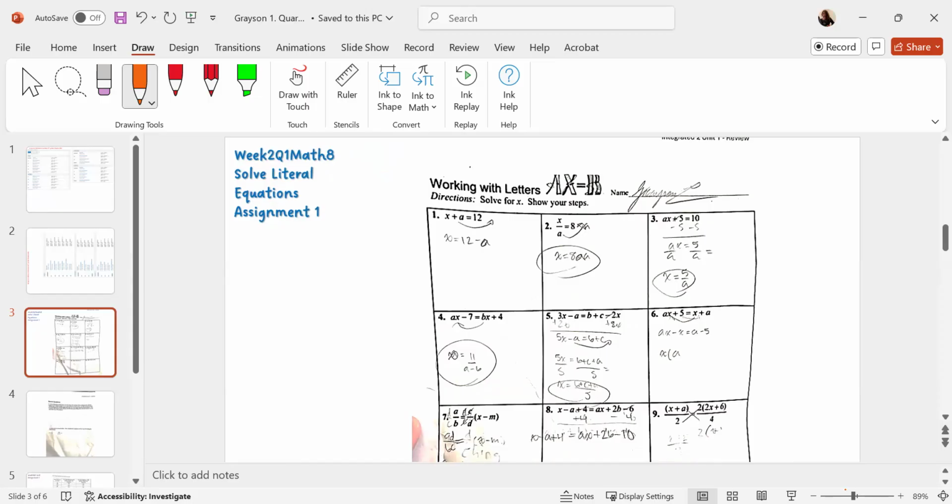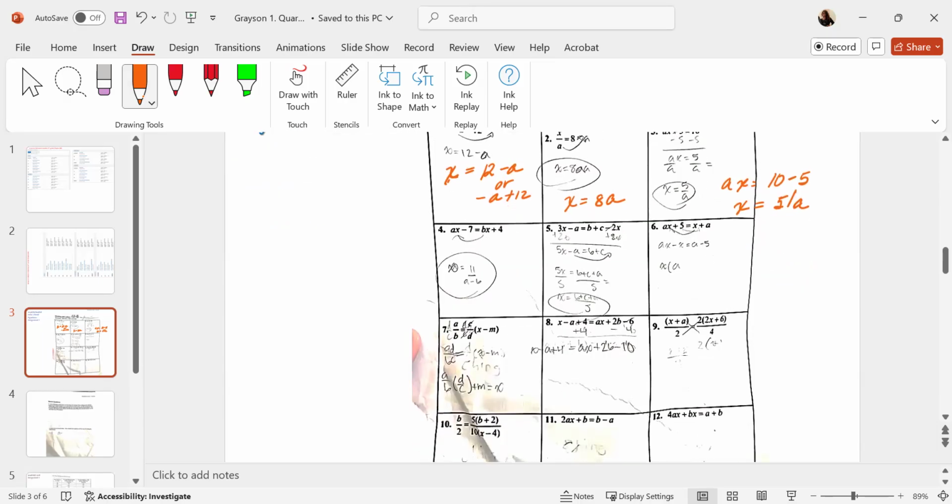And so in this situation right here, you're given x plus a equals 12, so x is 12 minus a. This one, x is equal to 8 times. If you're solving for x right here, you first have to get rid of the 5, so 8x equals 5, divided by a, 5 divided by a.